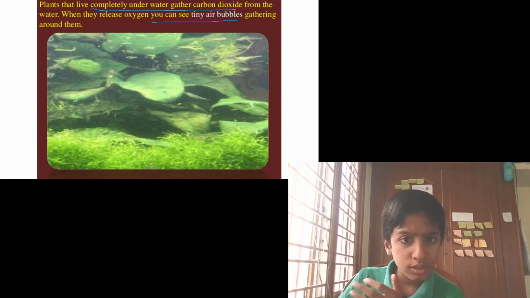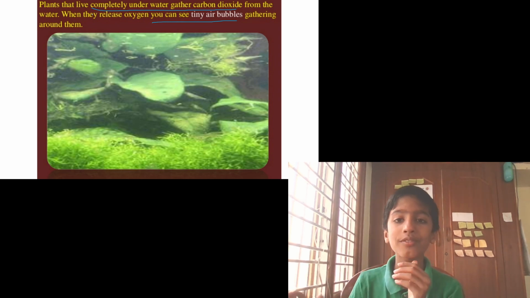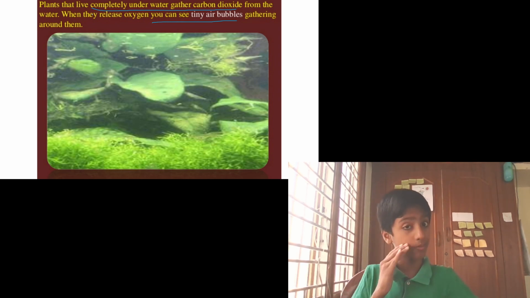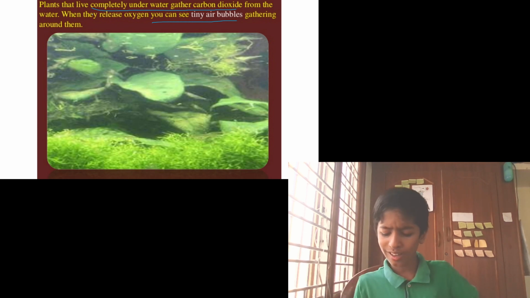So that's how the fishes get it. You will be having a doubt: from where does this dissolved oxygen come from? It is released by the plants underwater.